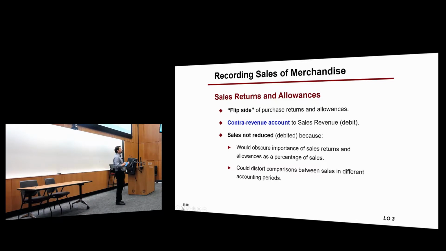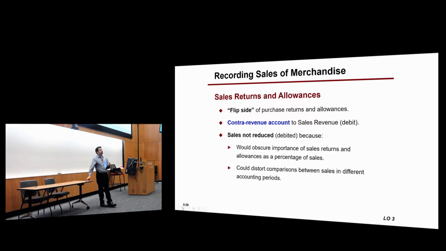Companies do not decrease sales revenue directly. They use the contra revenue account. Why is that? We had contra accounts before, right? If you sold the thing on October 30th, and then the person took it back on November 4th, in a different period, and you got the sales in the first period, and then when you returned it your revenue went down for the next month, it would be messed up.